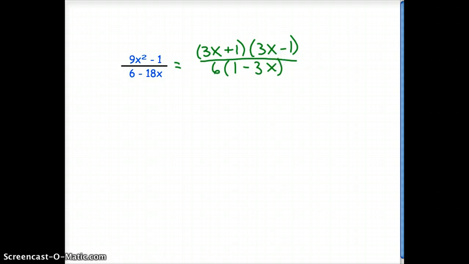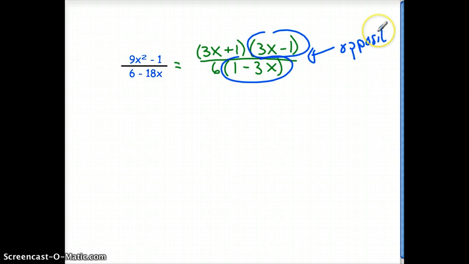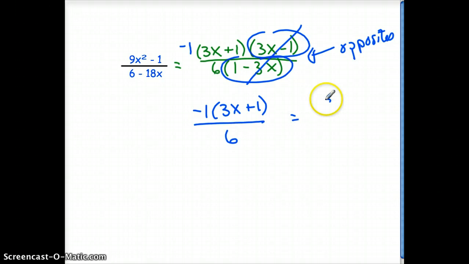Okay, this should look pretty similar to what we've seen before. There's nothing that's just a straightforward common factor, nothing that's obvious there. But 3x minus 1 and 1 minus 3x are opposites. So remember, if I reduce those, it equals negative 1. So I've got negative 1 times 3x plus 1 all over 6. That's a decent way to write your answer. If you prefer, I'm fine with you putting 3x plus 1 over negative 6. Either of those works for an answer.